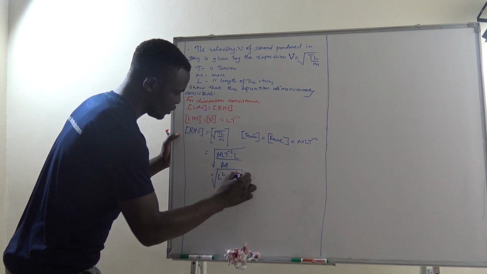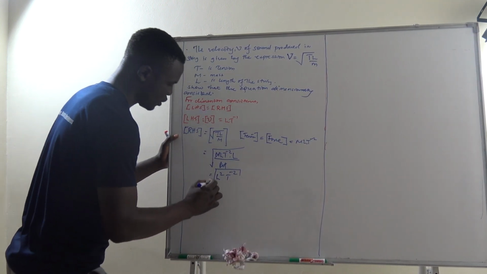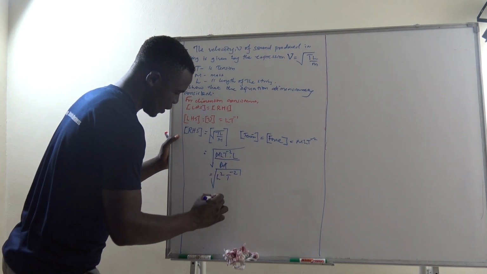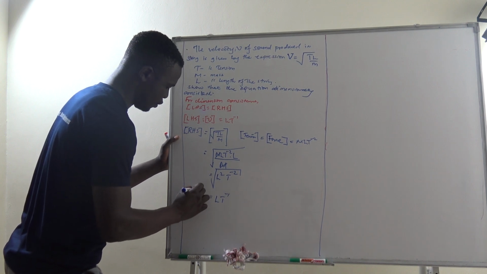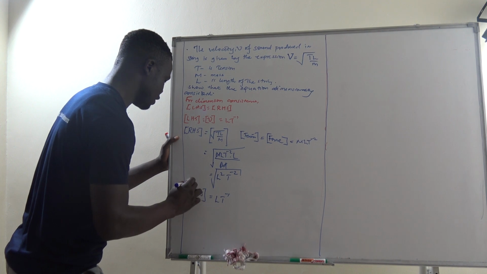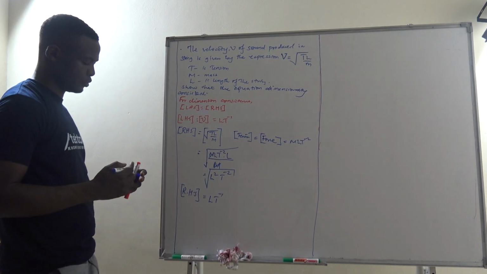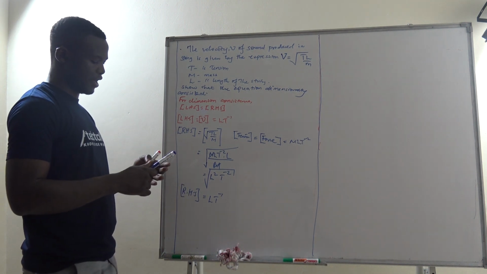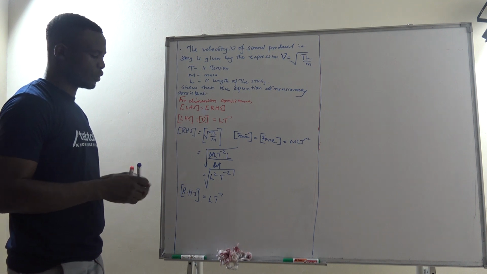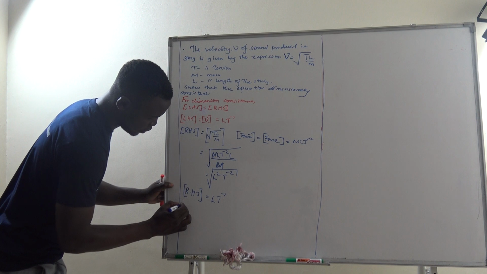But this is under the square root. So to remove the square root, the square root of L squared is L, and the T is to the power of minus 1. Therefore, we see that it is true. The dimensions on the right hand side are equal to the dimensions on the left hand side, and therefore we are good to conclude that the equation is dimensionally consistent.